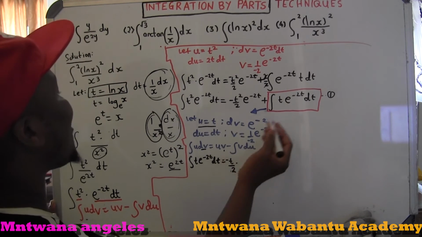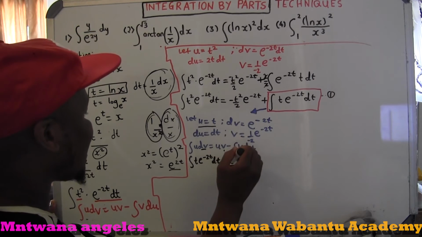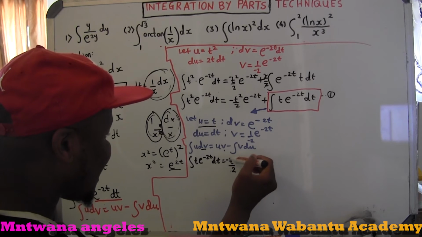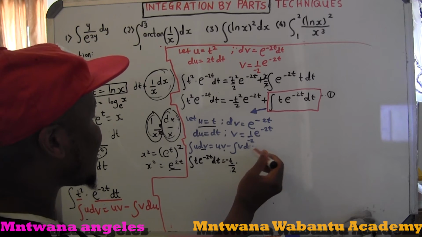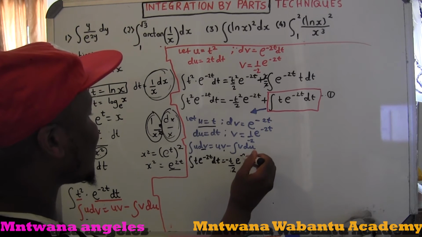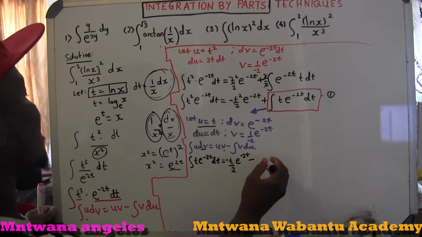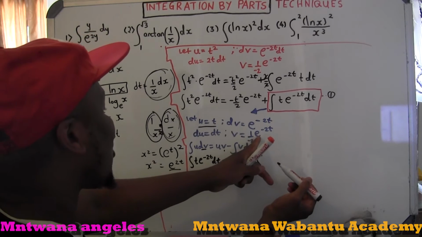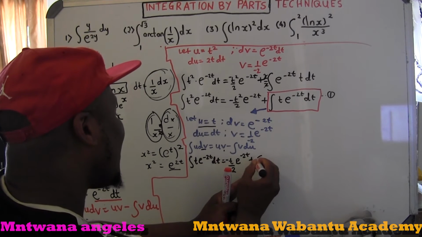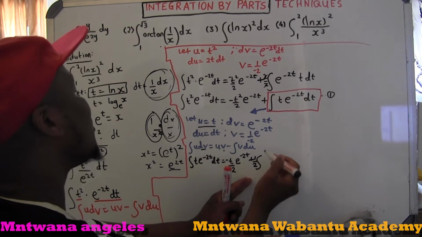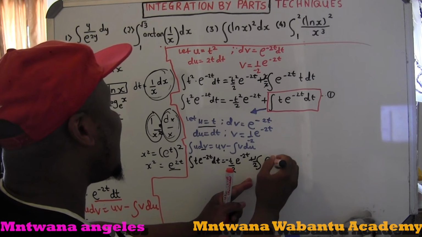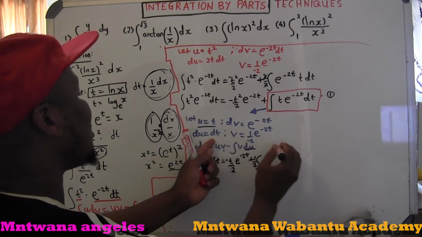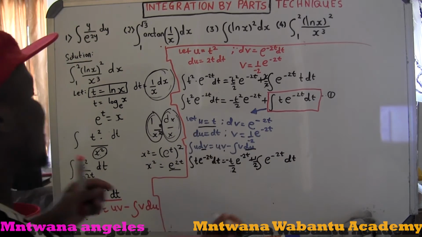U, what is our u? Our u equal to t, times v. What is v? Negative a half, so negative 1 over 2 times e^(-2t), minus integral of v du. What is v? V equal to negative a half. Like I say, whenever you have a constant, take it out. So negative a half comes out, it's going to be 1 over 2, and then e^(-2t) times du. What is du? Our du equal to dt.